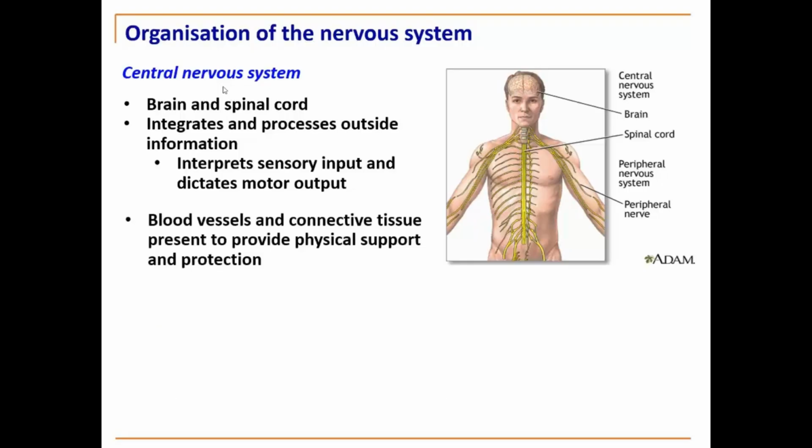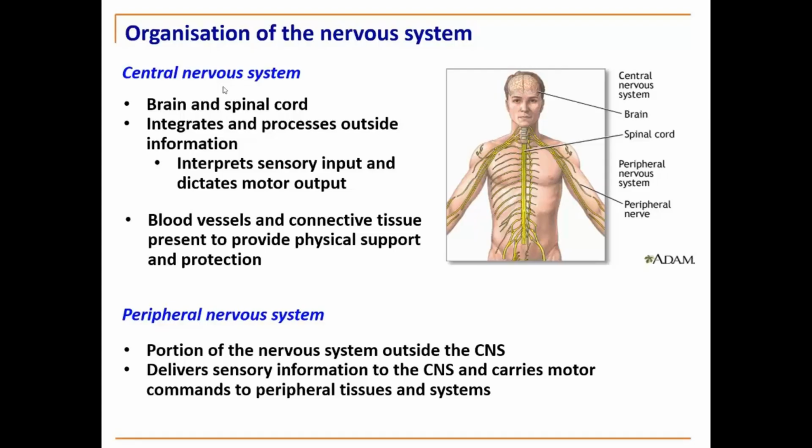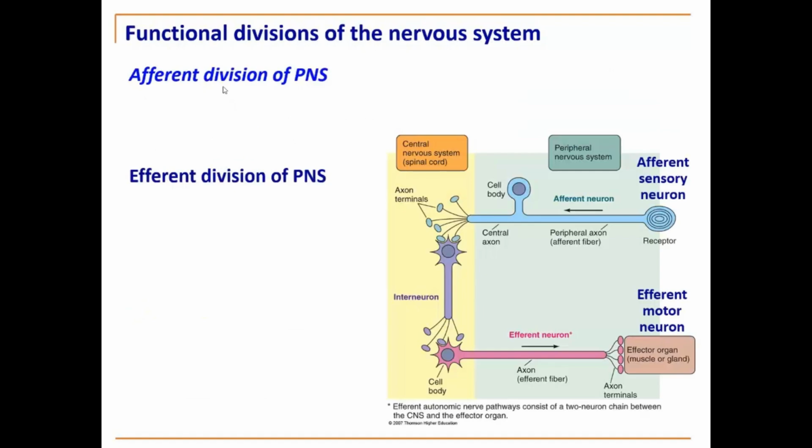So that's your CNS. And then your peripheral nervous system is the portion of the nervous system outside the central nervous system. This is the part that delivers sensory information to the CNS, where it gets processed, and carries the motor commands to the peripheral tissues and systems. If we go a little bit further, we can talk about the afferent divisions of the peripheral nervous system and the efferent divisions. We touched on this a little bit earlier.